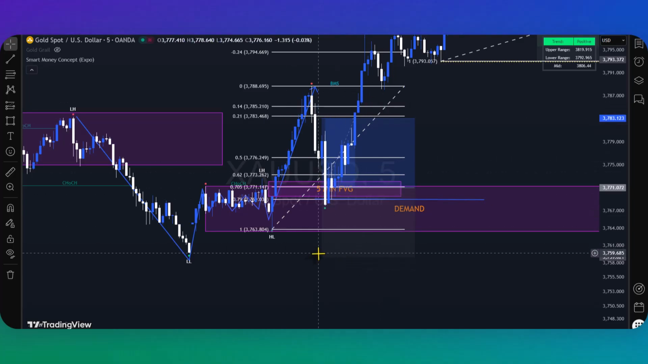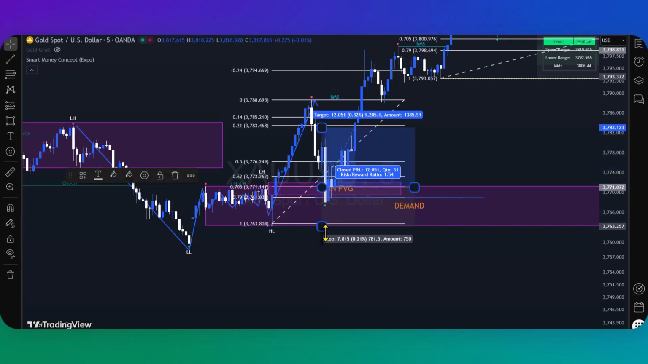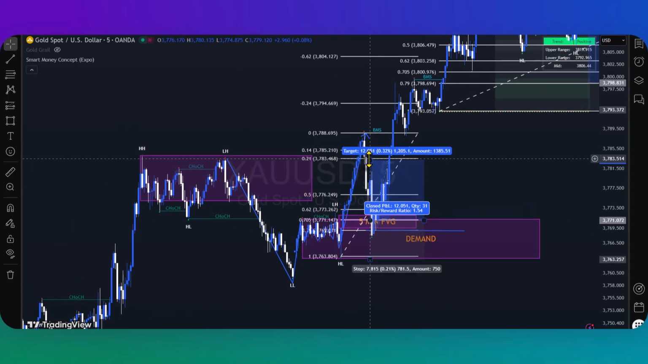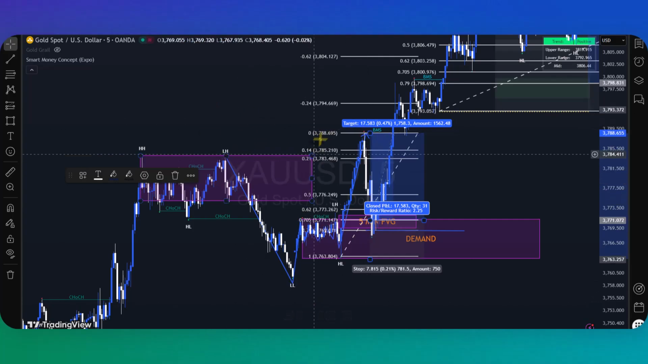Now what do I do? I just set a limit order, and place my stop loss a few pips below the demand level, in case price is forming some whips or stuff like that. Then where do I set my take profit? To the nearest swing high. And where was the nearest swing high? Right here.